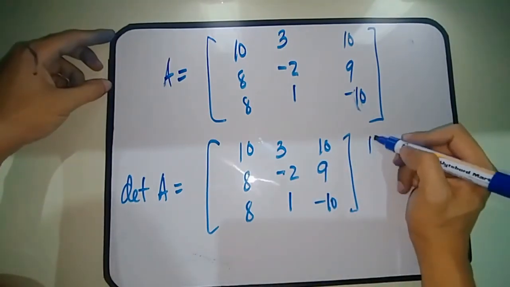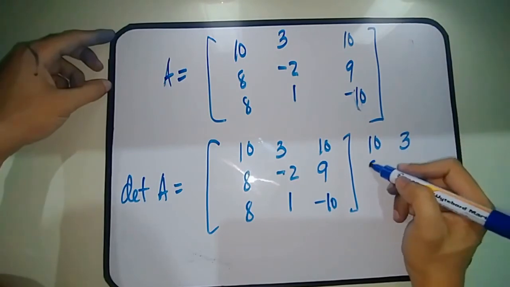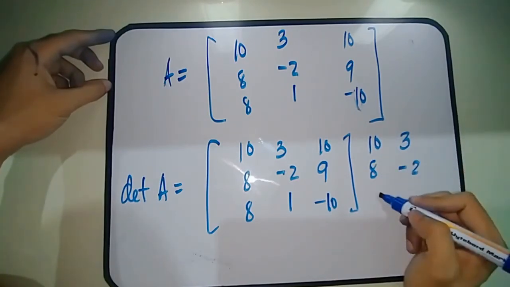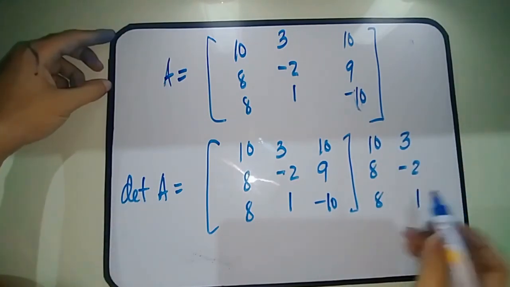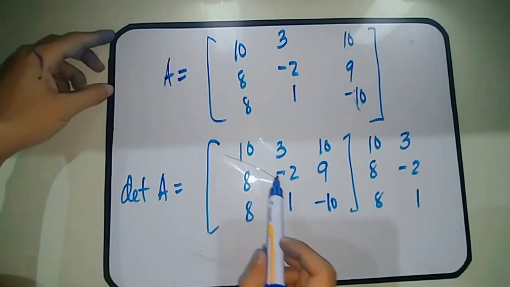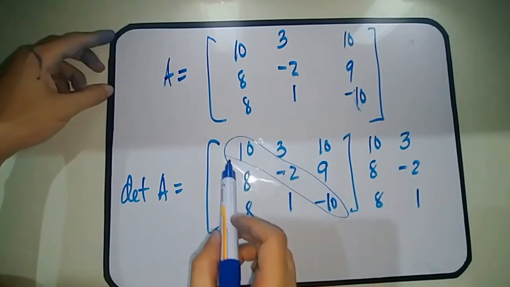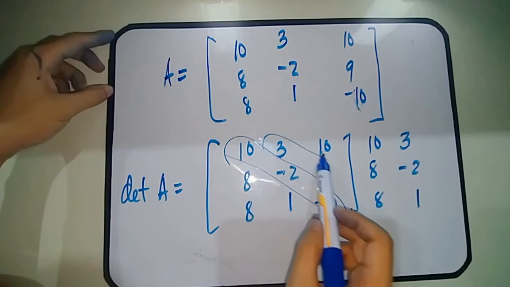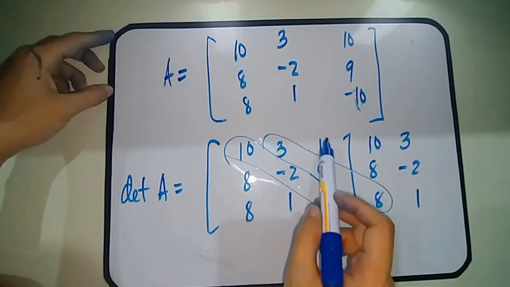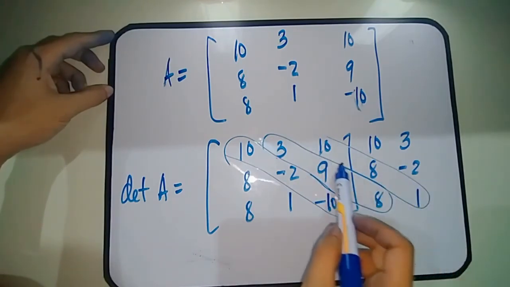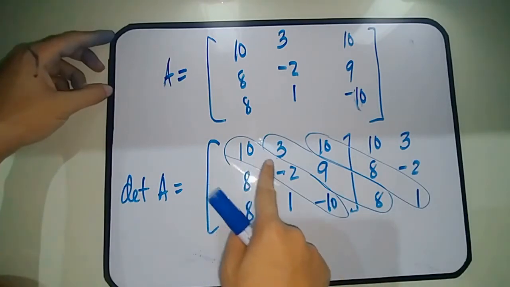So, this is 10, 3. You have here 8, negative 2. You have here 8, 1. Then these are cross, we cross-multiply them. We have here this element, we have here this, and we have this. Okay, so we multiply all of those, guys.